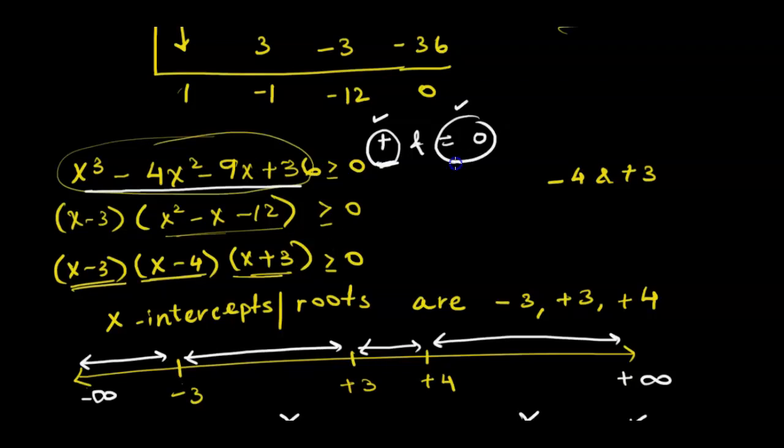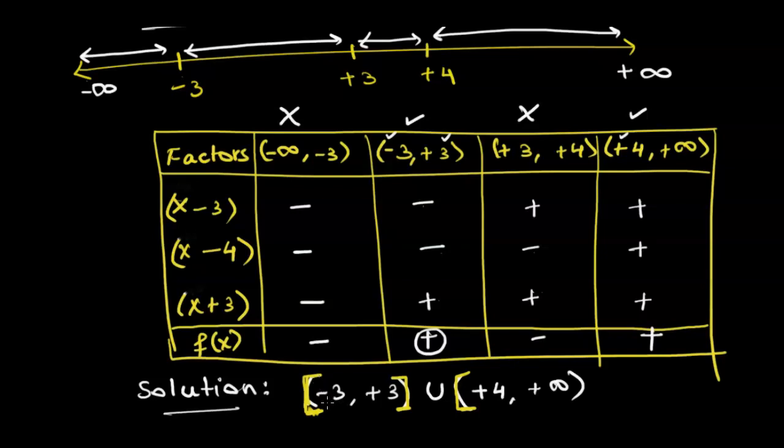Always remember, equal to 0 solutions are given by the x-intercepts or roots. That is negative 3, positive 3 and positive 4. And how do we show this in our solution? In order to include negative 3, positive 3 and positive 4 as solutions, we put square brackets around these roots. We do not put a square bracket around infinity because we do not know what value of infinity is going to give us the solution up to. So for infinity, we always put a simple bracket. However, for the roots, we put square brackets if there is an equal to sign along with the inequality.